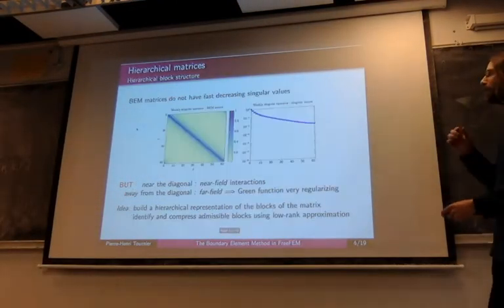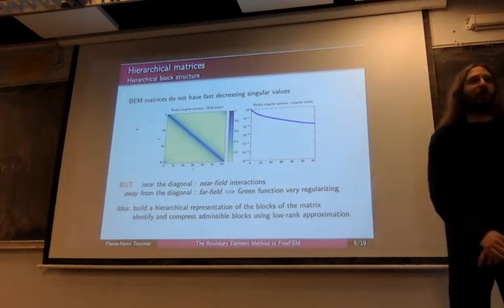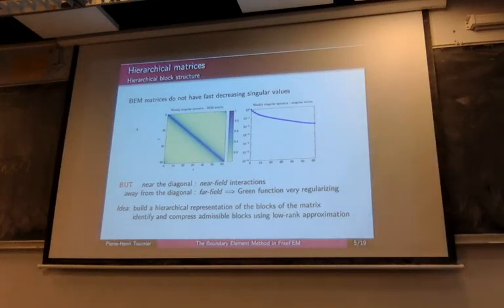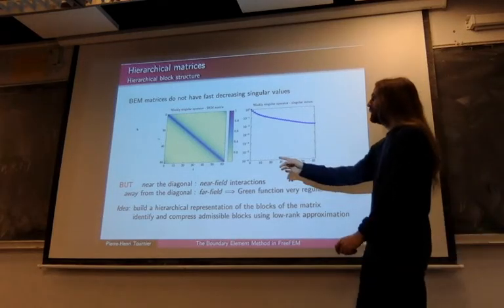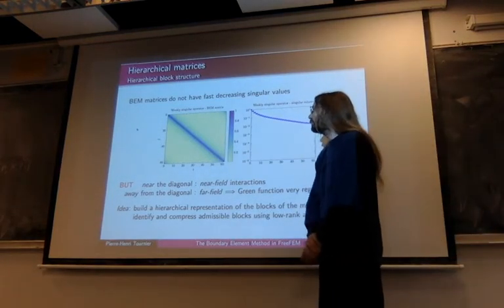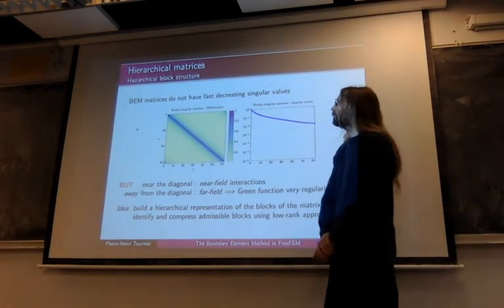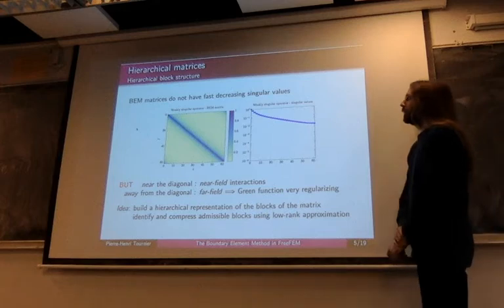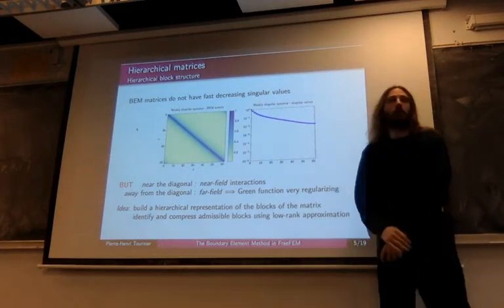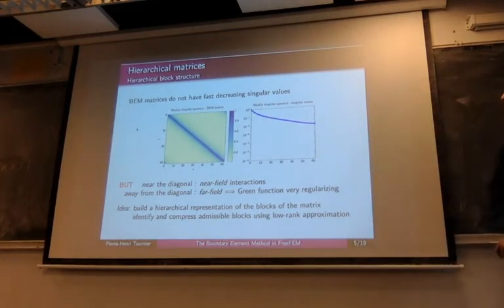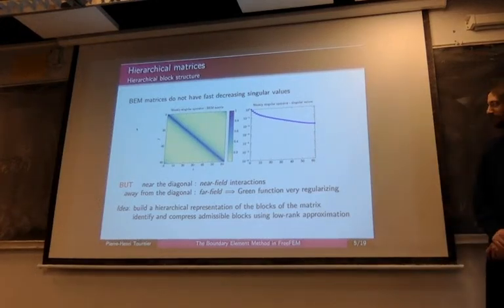Okay. But the new problem now, the BEM matrices usually do not have fast decreasing singular values, right? So, for example, this is the absolute values of the coefficients of the BEM matrix of the weakly singular operator. And this is the corresponding singular values of the matrix. It decreases, but it's not fast decreasing, right?